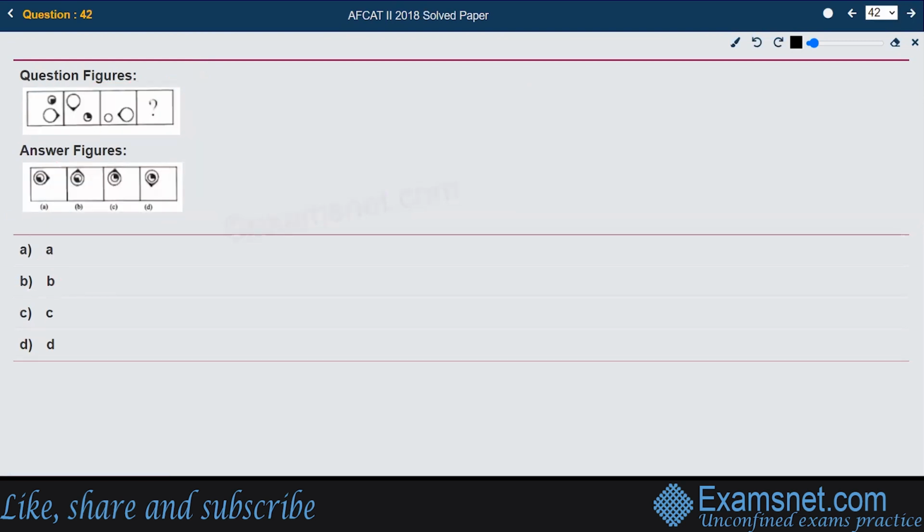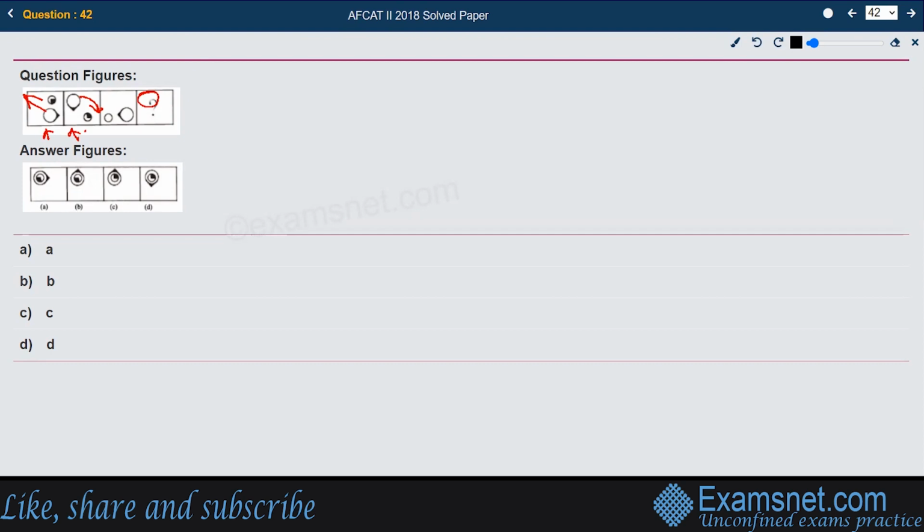42, if you have a closer look at the question, what is happening? See the bigger circle, what is happening with the bigger circle from this to this? The bigger circle has shifted to the other corner. Then from the second to third, the bigger circle has again shifted back to the original position, the other corner. So in the fourth one also, this bigger circle should be shifted to the other corner. That means it should come here, the bigger circle.